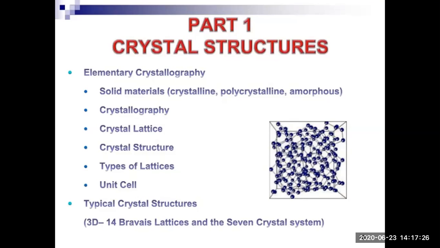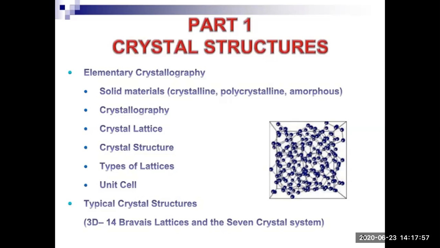Elementary crystallography. Solid materials: crystalline, polycrystalline, amorphous. Crystallography: crystal lattice, crystal structure, types of lattice, unit cell, typical crystal structures, 3D to 14 Bravais lattice, and the 7 crystal systems. So this is all about that, that when we are talking about the crystal structure, we will have to keep all these things in mind, and we will have to study about that.